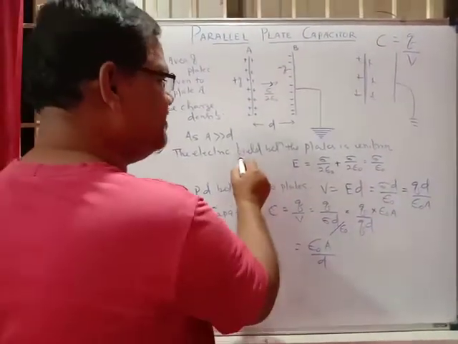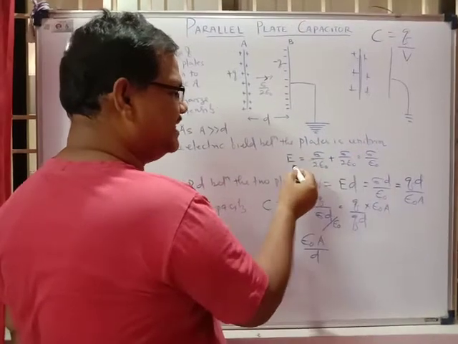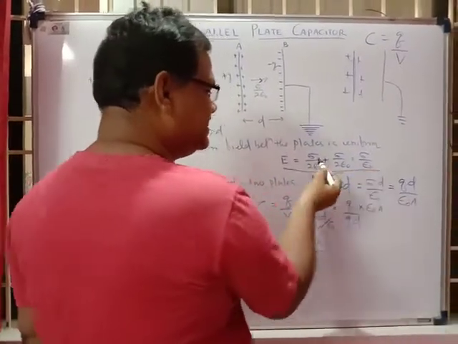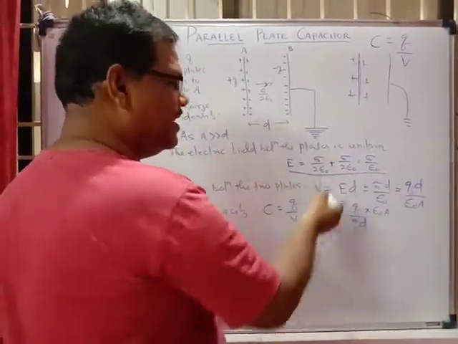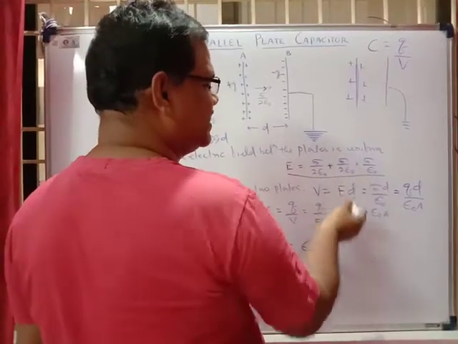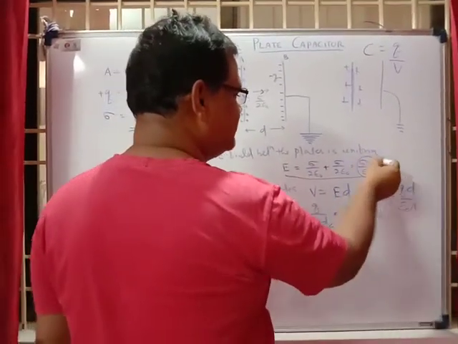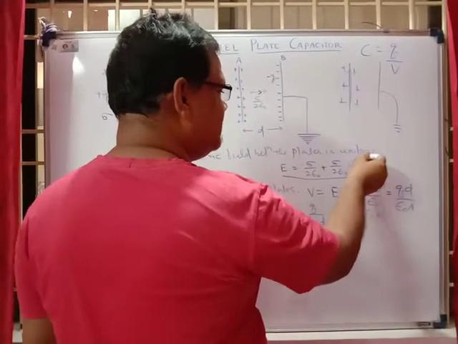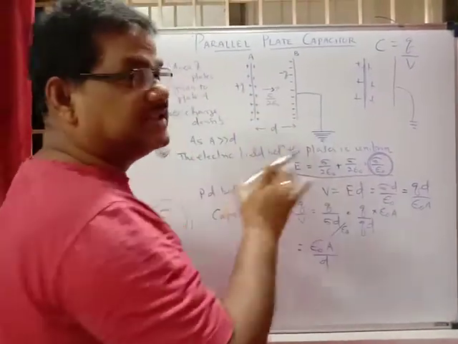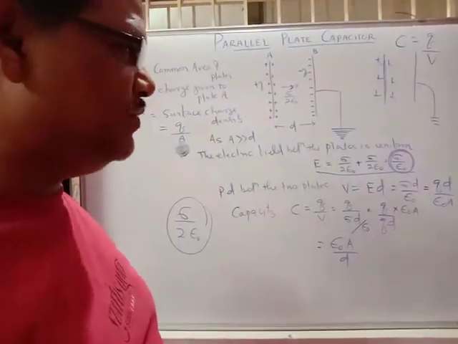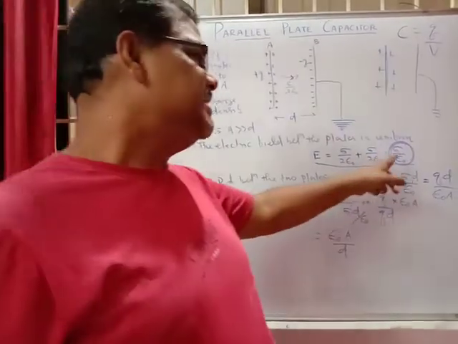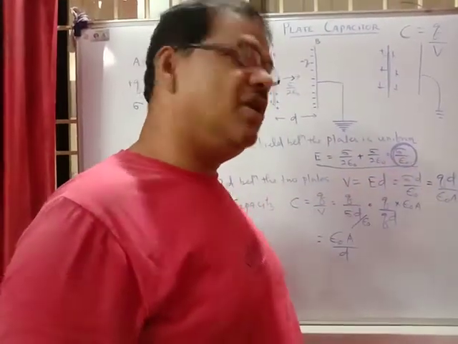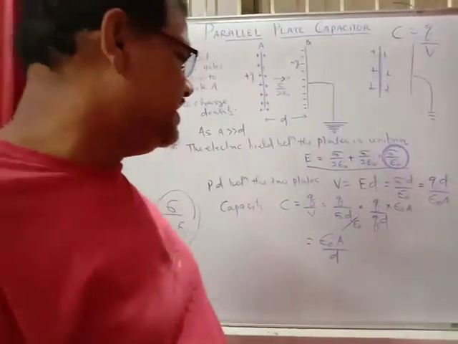The electric field between the plates is uniform, and that electric field is sigma upon 2 epsilon naught plus sigma upon 2 epsilon naught, which is equal to sigma upon epsilon naught. The electric field produced in between the two plates is equal to sigma upon epsilon naught. Already you calculated the electric field.